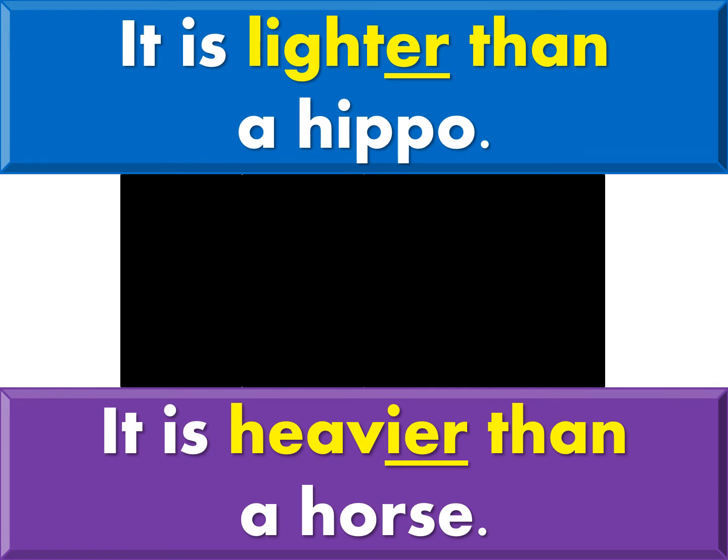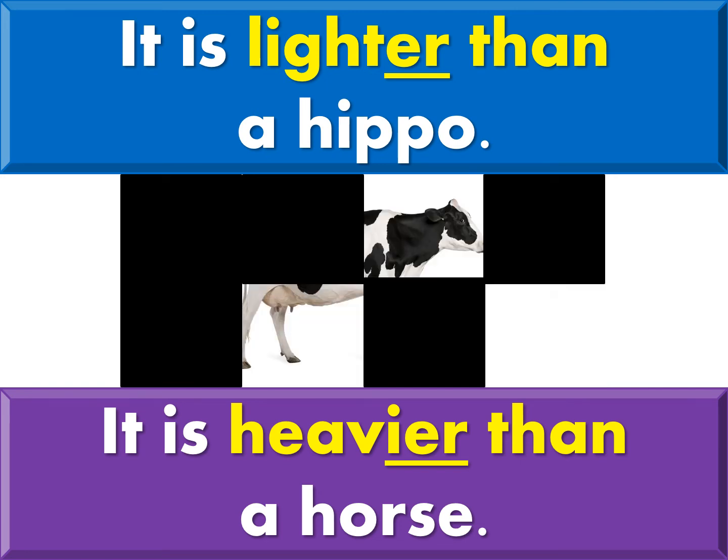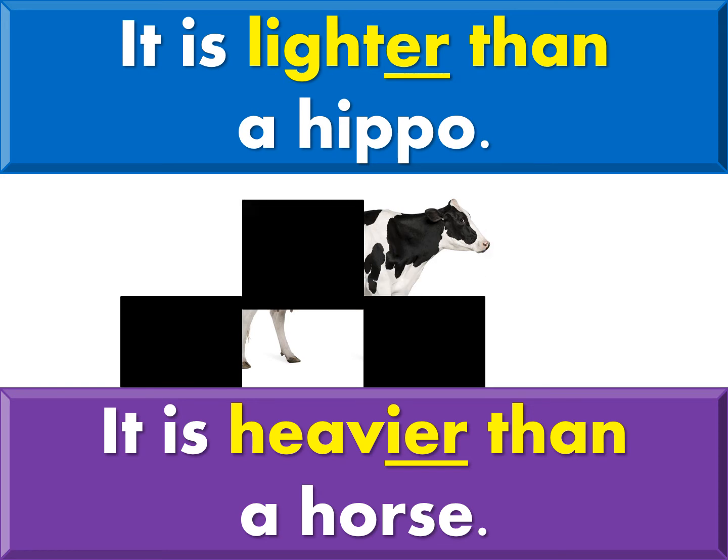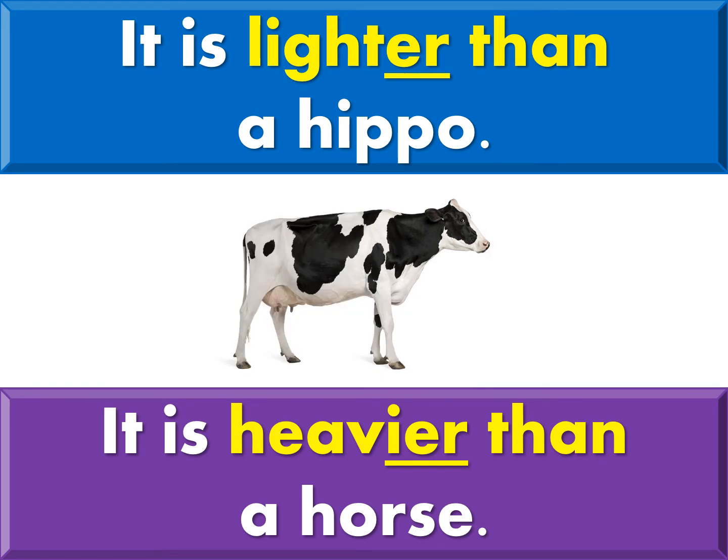Now let's try and guess another farm animal. It is lighter than a hippo. Lighter just means it's not as heavy. And it is heavier than a horse. That's pretty heavy. Do you know the answer? I think you do. It's a cow. Good job.